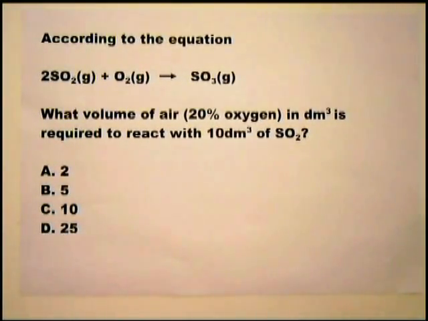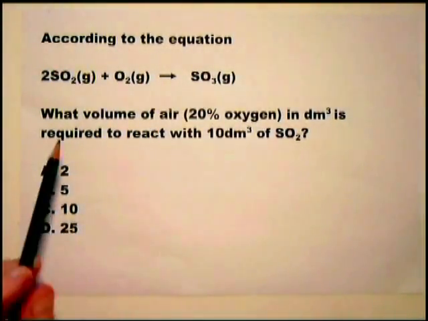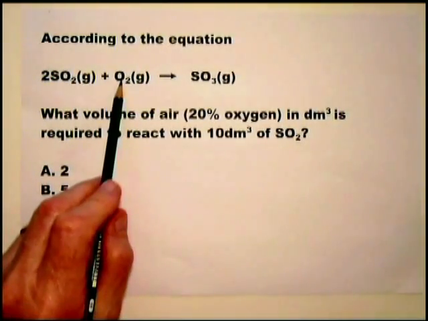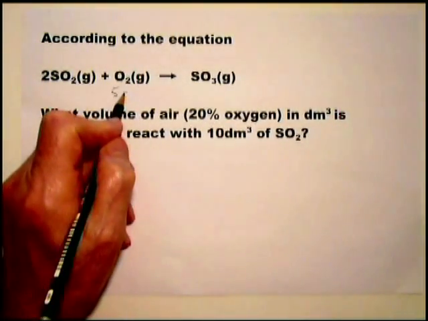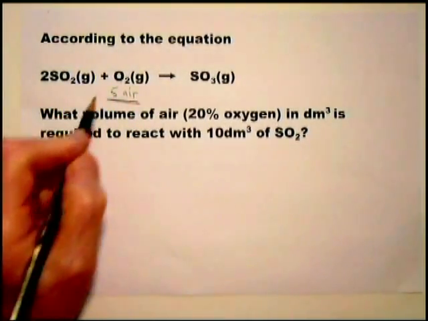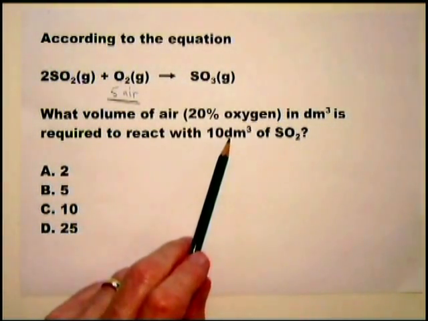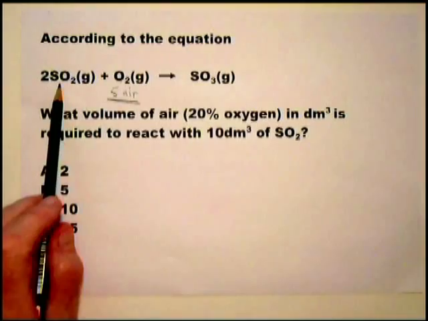This question is very similar to the previous one, with one slight addition to the problem, and that is that the volume of oxygen has to be converted to the volume of air. And clearly, if 2 molecules of SO2 react with 1 molecule of oxygen, then 2 molecules of SO2 will react with 5 moles of air. And that's the change.